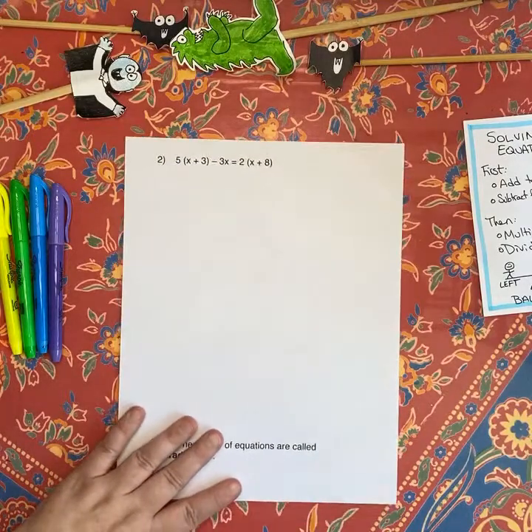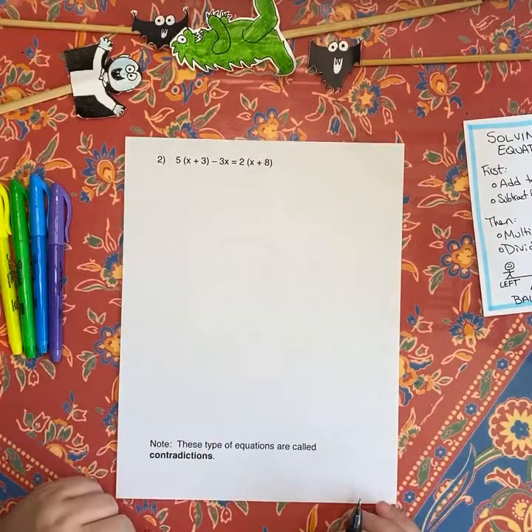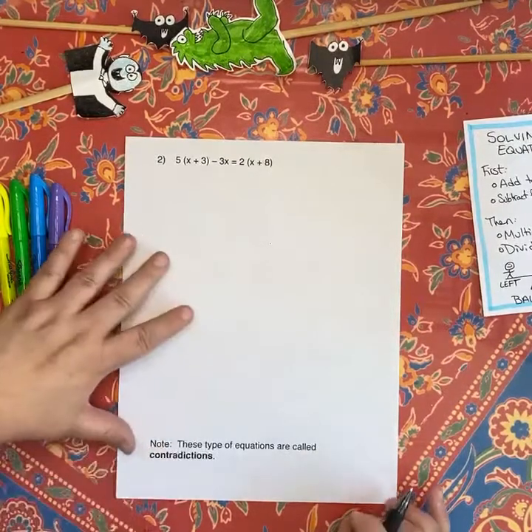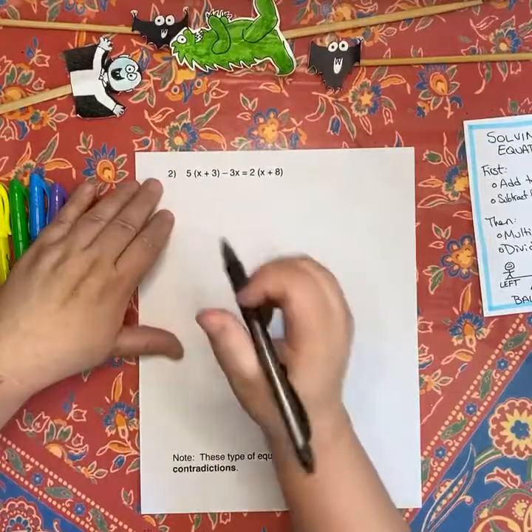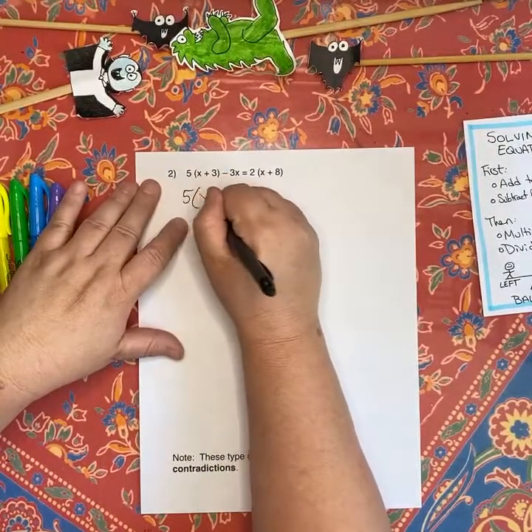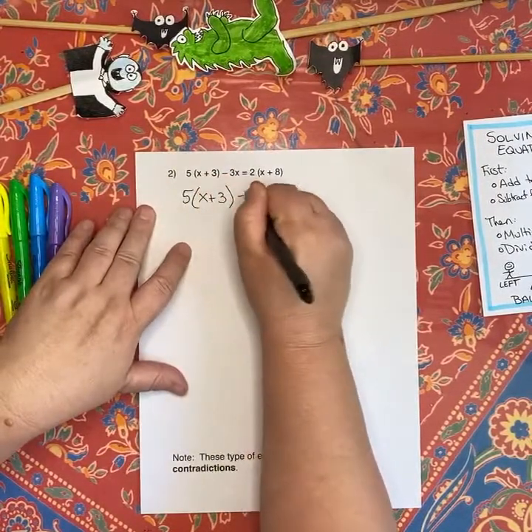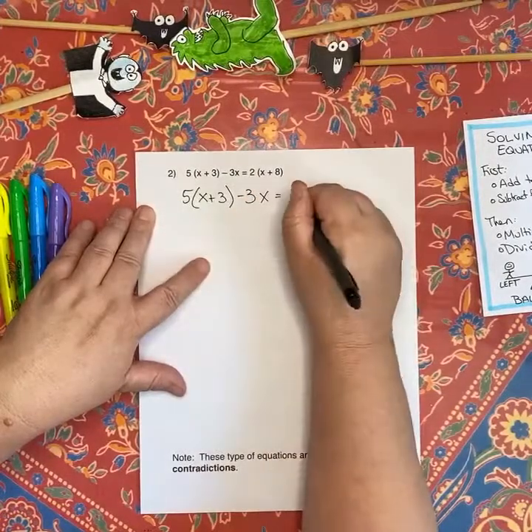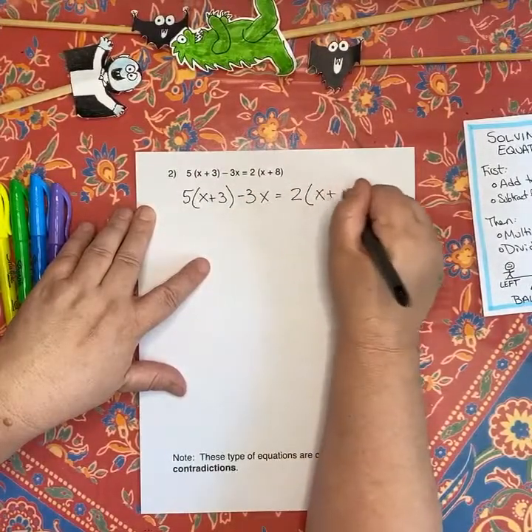Now, what other interesting things are happening? Well, this is another interesting one. Shall we get started? Yes, let's get started. Okay. So I've got the equation 5 times the quantity x plus 3 minus 3x, and I want that to be equal to 2 times the quantity x plus 8.